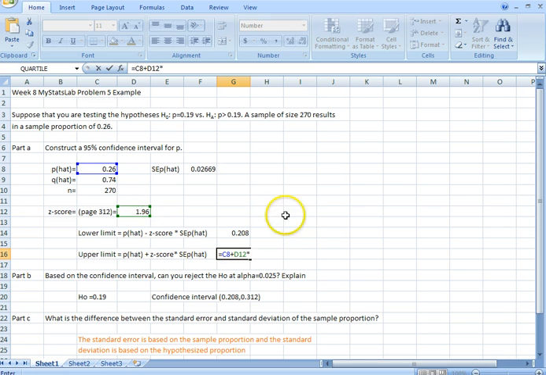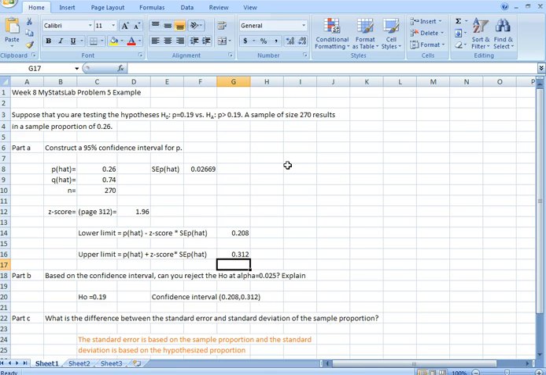Now, to construct our upper limit, we're going to say equals p hat plus, this time, our z-score times our standard error, and there we have our upper limit. So part A, construct a 95% confidence interval for P, and we have a confidence interval with a lower limit of 0.208 and an upper limit of 0.312.